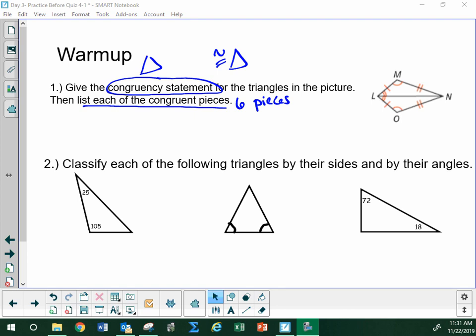Is this a test, like front page? Why do you say test? That makes people nervous. Quiz. One page, front and back.